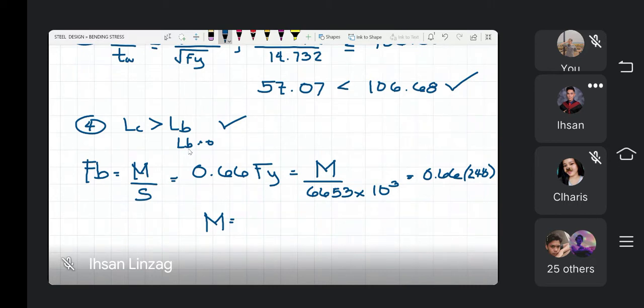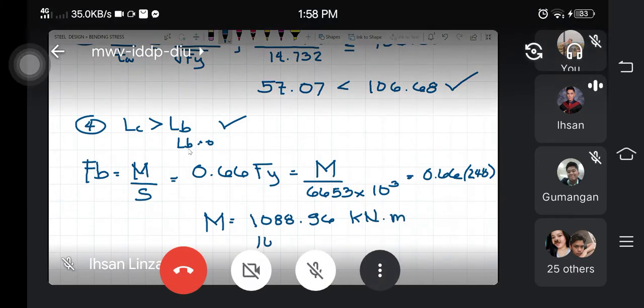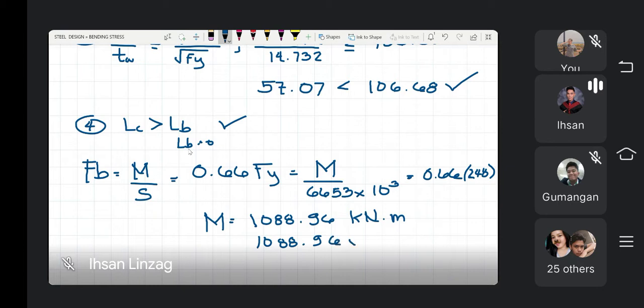88.26, dinivide na yun sa 1 million. Times 10 raised to 6. Pero dinivide ko saan, sir? Ayan, pwedeng ganyan. Or pwede yung sinabi ni Sir na 88.96 times 10 raised to 6. But the unit is Newton mm. So this is our answer.